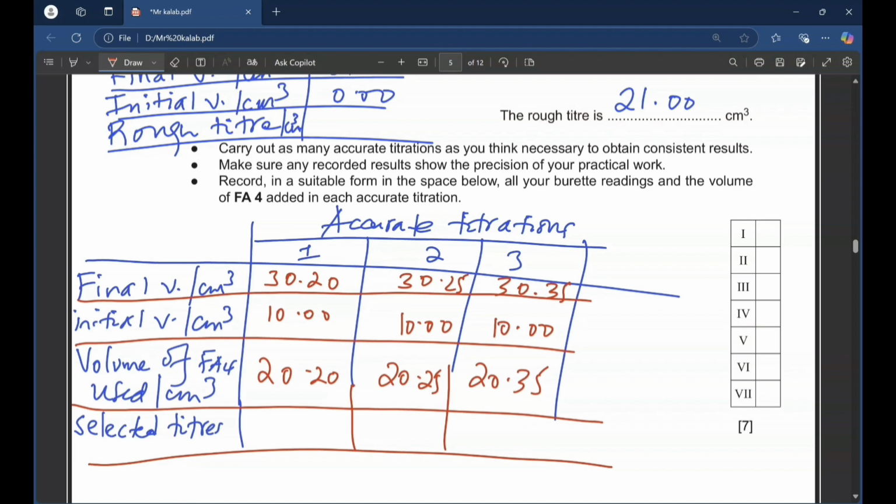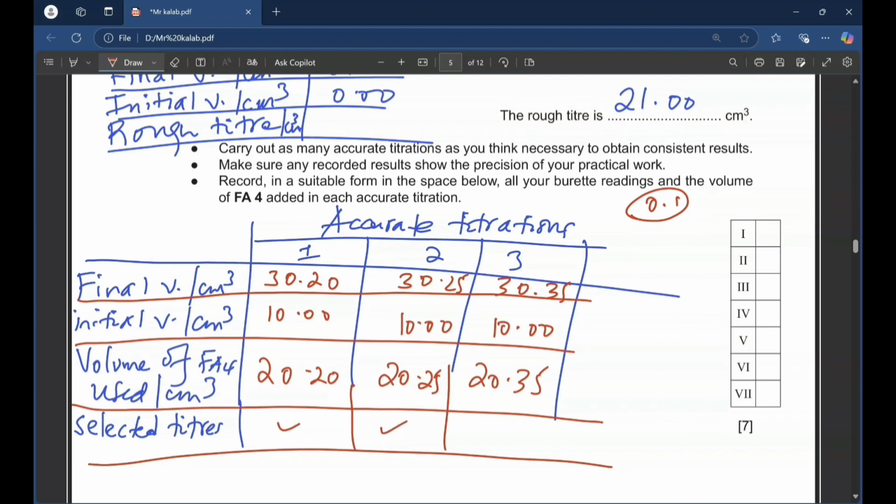So the data collected was like this, and then let's select our concordant titers. What does it mean by concordant titer? If the difference between the two recorded volumes or the titers is at most 0.1 cm³, we can select them as concordant titers. So in this experiment, our concordant titers are the first and second titers.